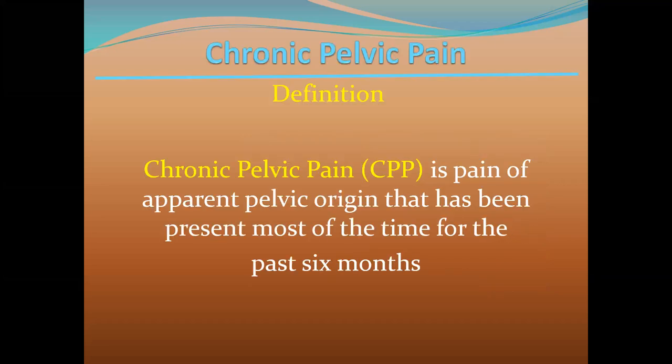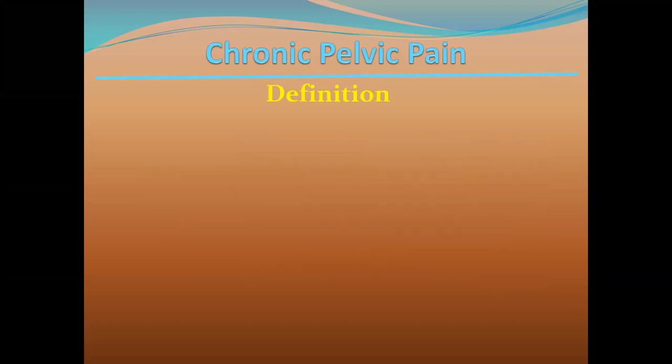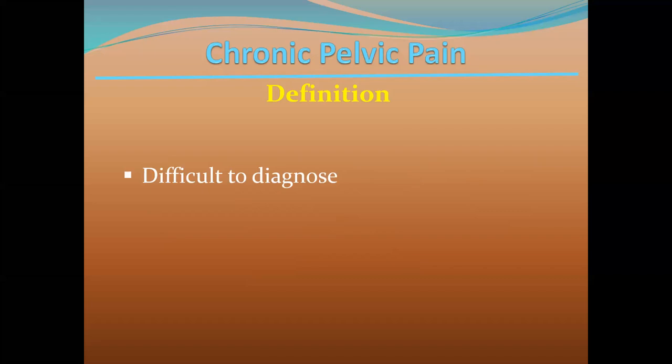So we can define chronic pelvic pain as pain of apparent pelvic origin that has been present most of the time for the past 6 months. Whenever a woman is suffering from 6 months of pain, she must be treated. It is very difficult to diagnose what type of pain it is, since there are different gynecological pains, so we have to differentiate that.